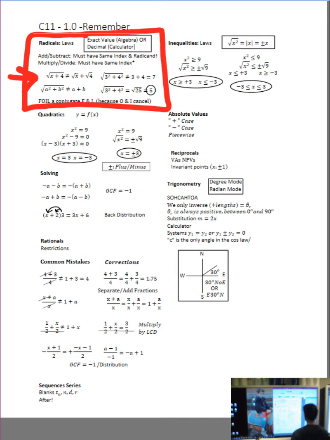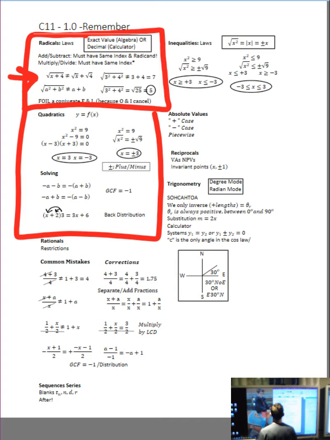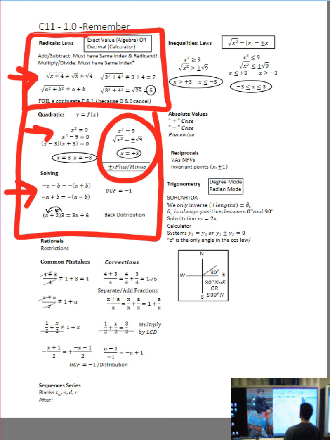Okay, a little bit on quadratics. So remember, you can factor something and get it equal to 0, or you can use the square root method and make sure the answer is plus minus and just make sure the answers are the same. Be very careful with negative distribution and removing a greatest common factor of -1. And be careful for backwards distribution.